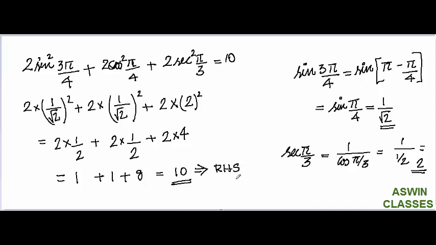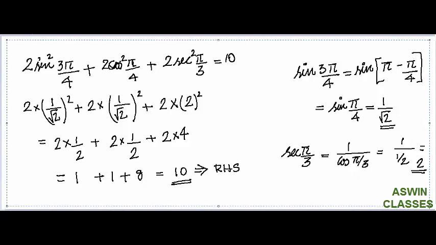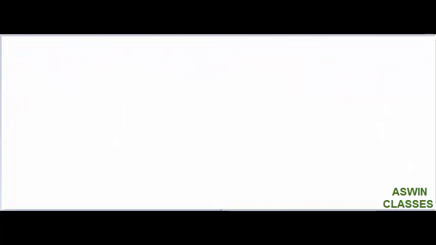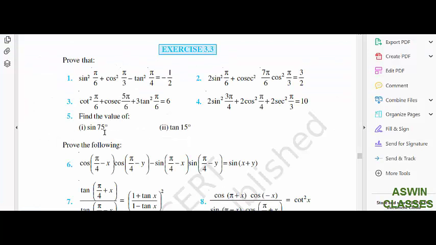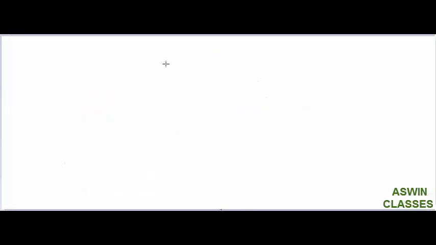Now the next question, you need to find the value of sin 75. So you have to find the value of sin 75. See, actually this sin 75 can be written as sin of 45 degree plus 30 degree. See, 75 is equal to 45 plus 30.